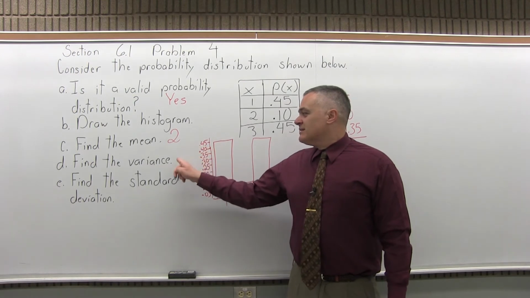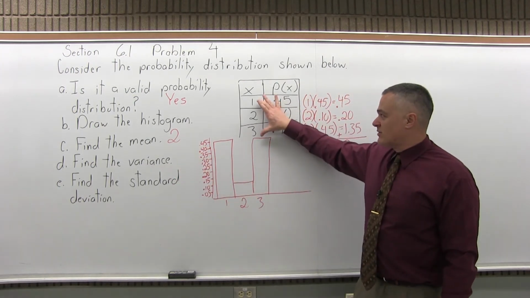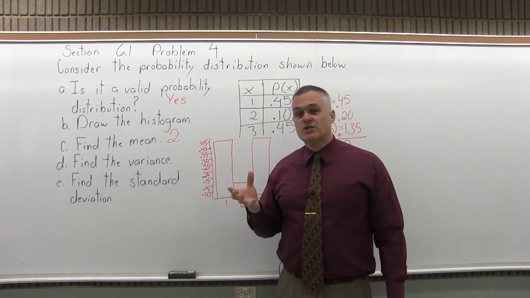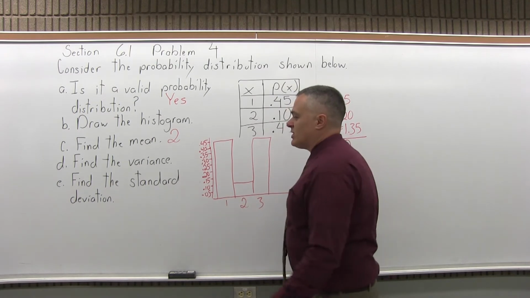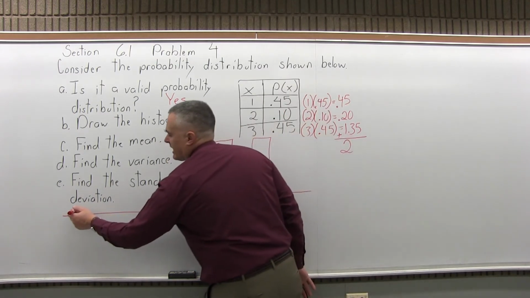So D, find the variance. For the variance, this is a measure of how spread out the results of your experiment are from one trial to the other. What you have to do is fill out a chart and get a total of the last column. So the chart, put it underneath, we're going to have a few columns.